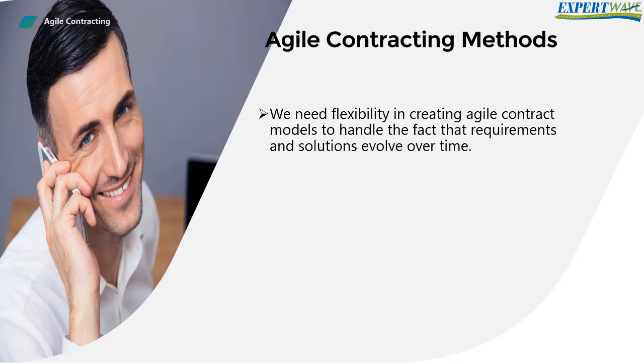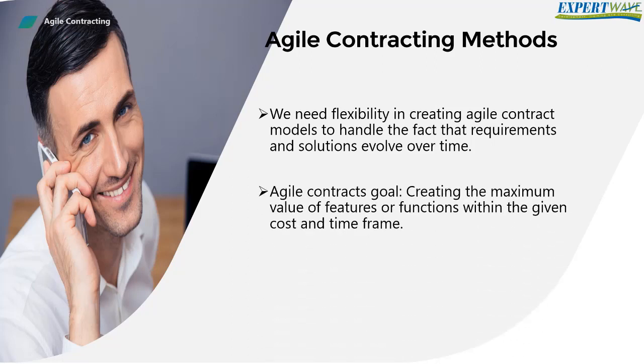As we have mentioned before, Agile projects imply the inverted triangle of constraints, by which the project schedule and cost are fixed and the scope is adjusted to create the highest priority, best quality product under those fixed constraints. This is unlike the traditional projects where the scope is fixed but schedule and cost may vary to complete the specified scope. So, the idea in Agile Contracting is to create the maximum value of features or functions within the given cost and time frame.